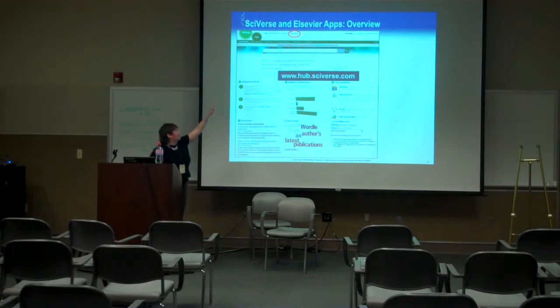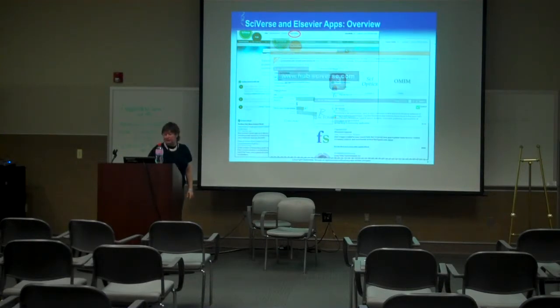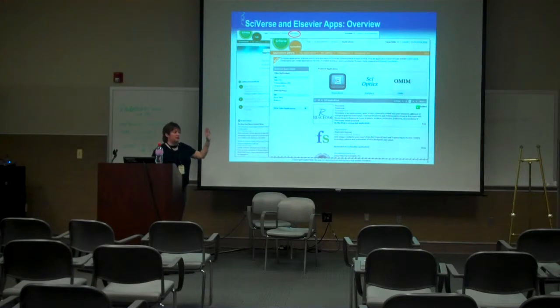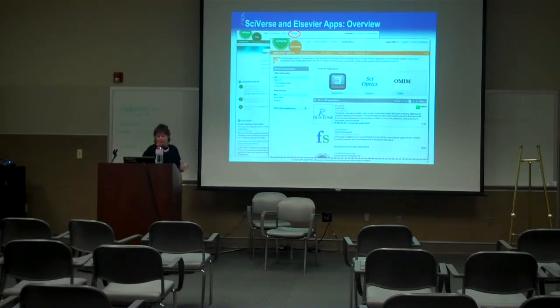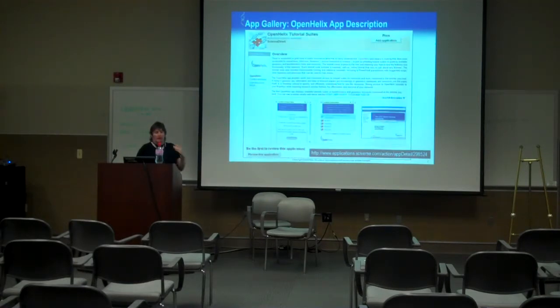At the top, there is a link to an application gallery. Here is just a partial screenshot of the application gallery. At this point, this is beta, and so they don't have a super great search mechanism. You just scroll through the pages of apps, and once you find an app you're interested in, you can click the logo or the link, and you will see a description of the app. This is the description for the OpenHelix app.